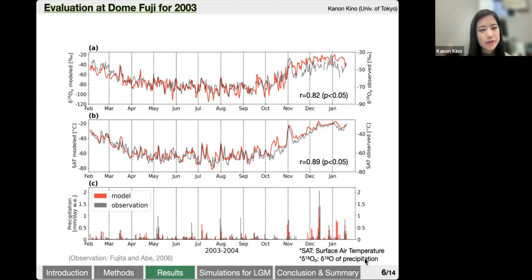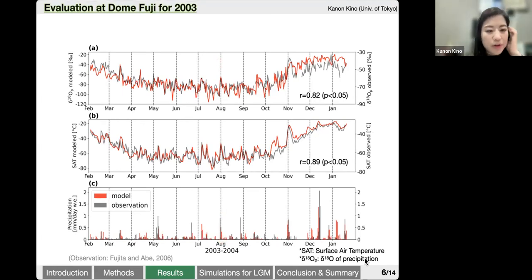Then, results. Firstly, I evaluated the model with a 1-year observation at Dome Fuji, black as the observation and red as the modeling results. From the top, the water isotope in precipitation, surface air temperature, and precipitation. For every variable, our model successfully reproduced the observed daily patterns very well. So for example, here, when the temperature increases, the water isotope in precipitation also increases, accompanied by a relatively large amount of precipitation.